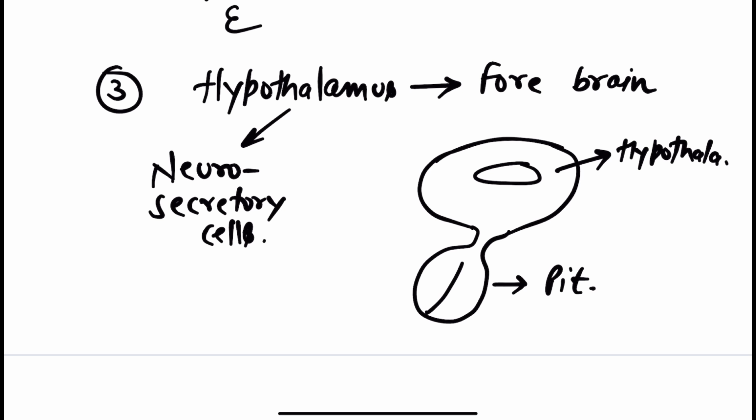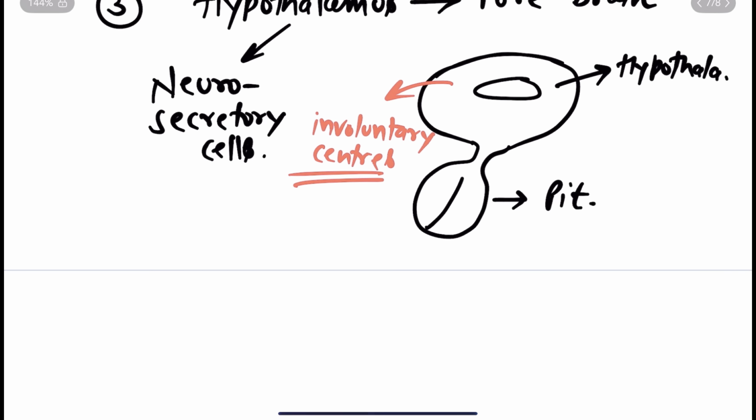You already know, you can just go and watch part 1 of the human reproduction where I have explained the hormones of the hypothalamus. But just for human reproduction, the hormones are related. For now, hypothalamus also contains many involuntary centers. Yes, just like medulla, it also contains many involuntary centers. So what are the involuntary centers does hypothalamus contain?